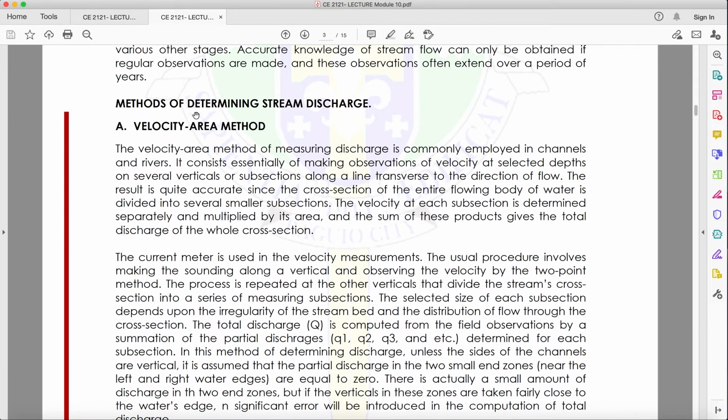So for the velocity area method, isn't it that Q is equivalent to velocity times the area? Okay, so the velocity is meter per second and the area is meter squared. So if you're going to multiply the velocity times the area, it will be meter cubed per second, thus giving us our Q. Okay.